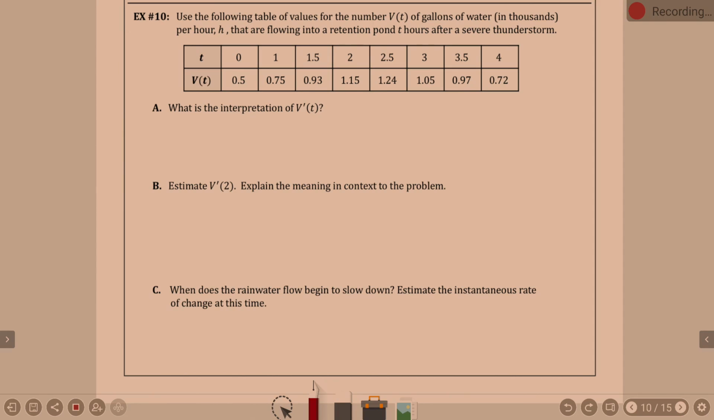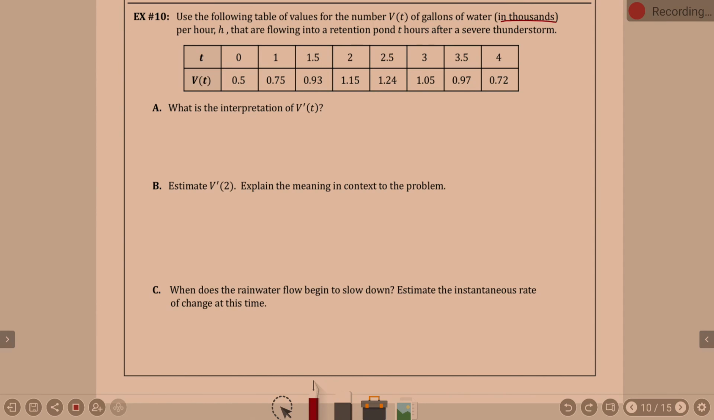Now, what is the interpretation of V prime of T? Not find it, but what is the interpretation? It's the gallons of water per hour. The rate. So some type of rate of change here. V prime of T, you can say the instantaneous rate of change of the, now, you said gallons of water. Officially, I'm going to say thousands of gallons of water because it's in thousands, per hour after T hours, and that's flowing into the retention pond.